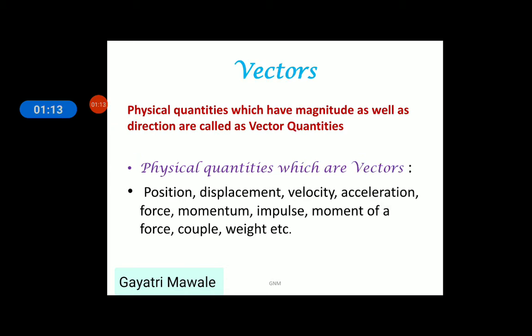Vector quantities. Physical quantities which have magnitude as well as direction are called vector quantities. Physical quantities which are vectors are position, displacement, velocity, acceleration, force, momentum, impulse, moment of a force, couple, and weight. To describe all these quantities completely, we have to state their magnitude as well as direction.